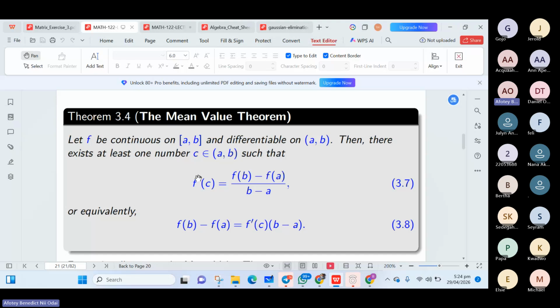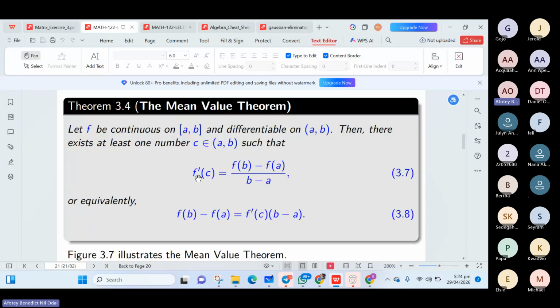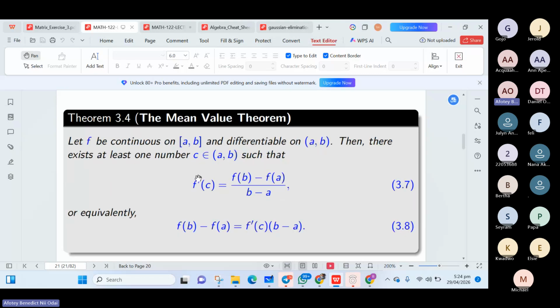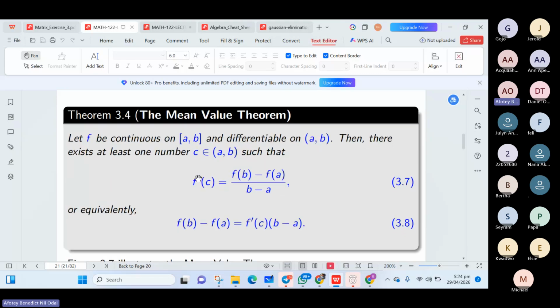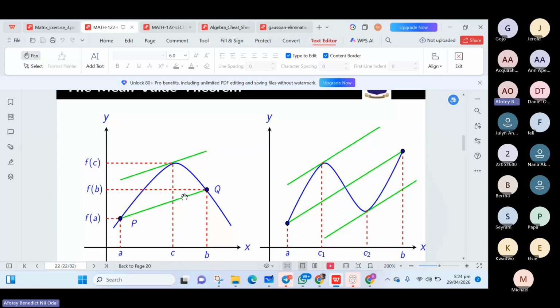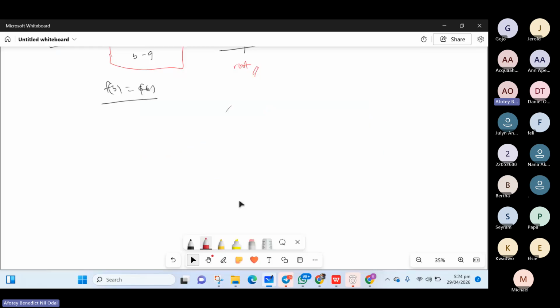Do we understand what we did? So let's move on with the mean value theorem. The mean value theorem is the concept from which Rolle's theorem is derived. Let f be continuous on the closed interval and differentiable on the open interval. Then there exists at least one c such as this. Let's try to understand the mean value theorem because we will be using some examples.